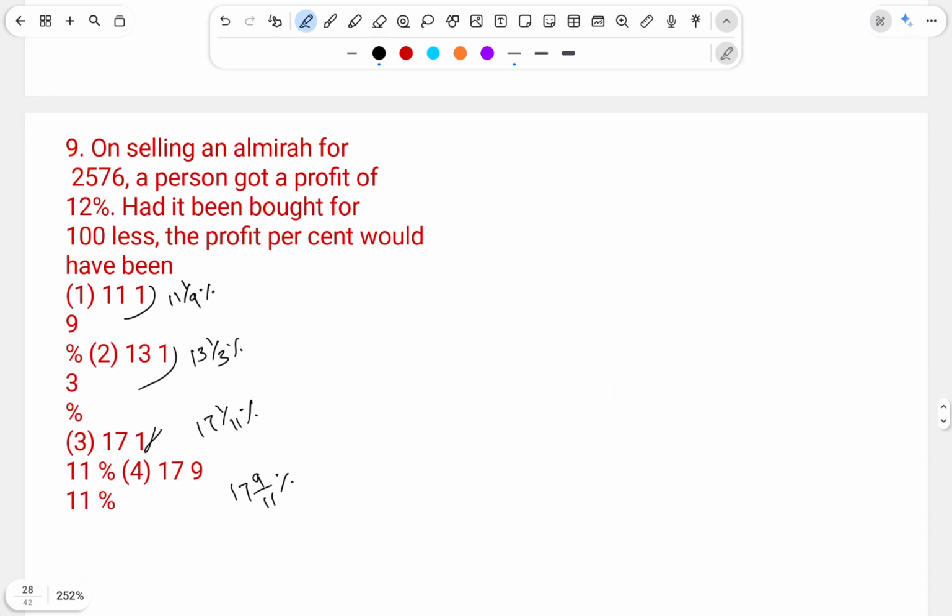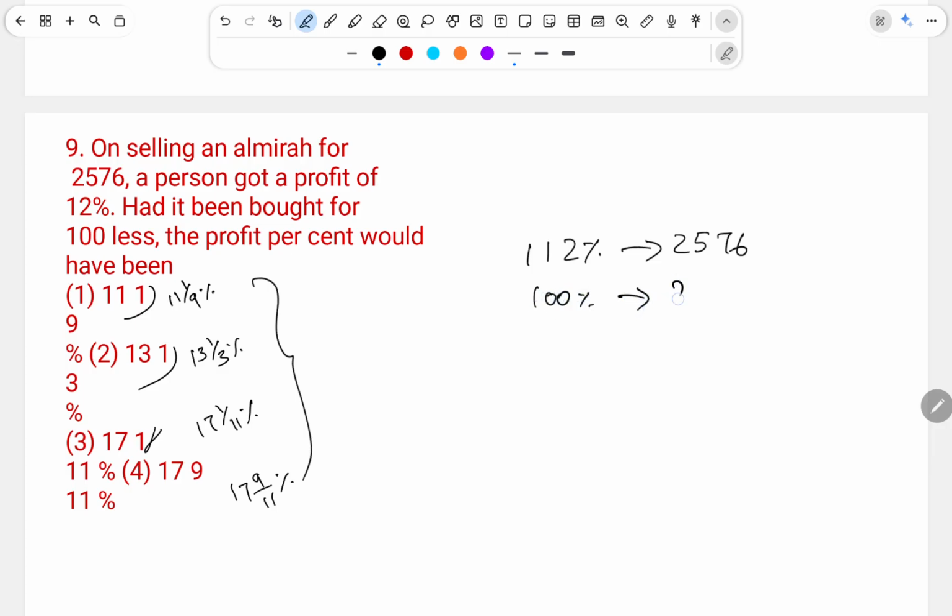On selling an almirah for 2576, a person got profit of 12%. Had it been bought for 100 less, the profit percentage would have been. Now you understood what I wrote here. Options were not printed properly. On selling an almirah for 2576, the profit percentage 12, means selling price is 112 percentage, which is given 2576. Then CP becomes 100 by 112 into 2576.